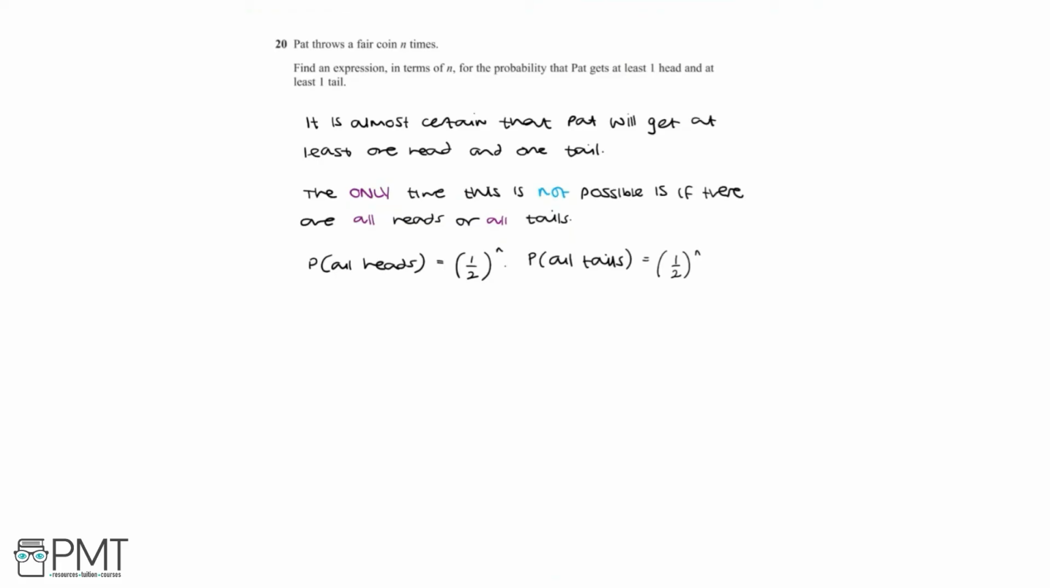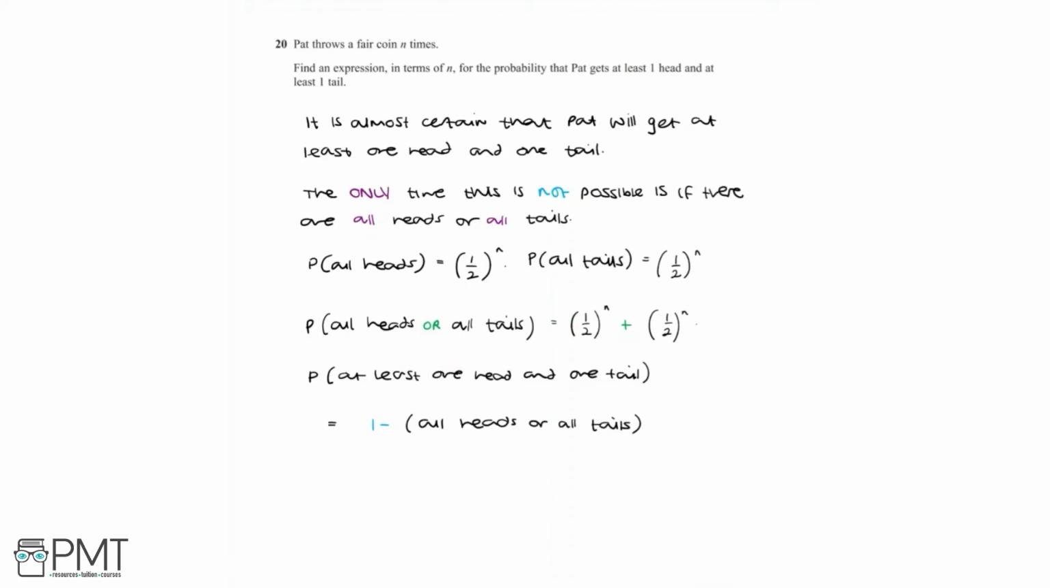Now we want to find the probability of getting all heads or all tails. And now in general in probability, when we have an or, we want to add the probabilities, and so the probability of all heads or all tails would be the probability of getting all heads add the probability of getting all tails, which we can see is 1/2 to the power of n plus 1/2 to the power of n. And so now we want to find the probability of getting at least one head and at least one tail. And so to find this, you do 1 take away the probability of getting all heads or all tails.